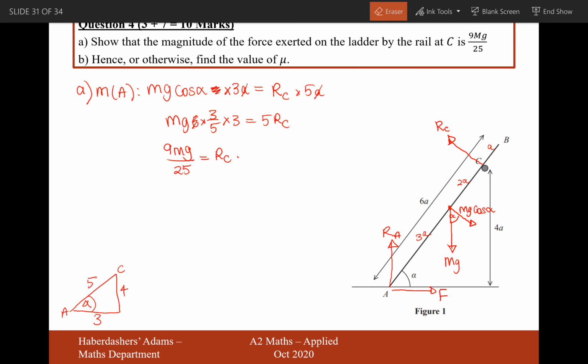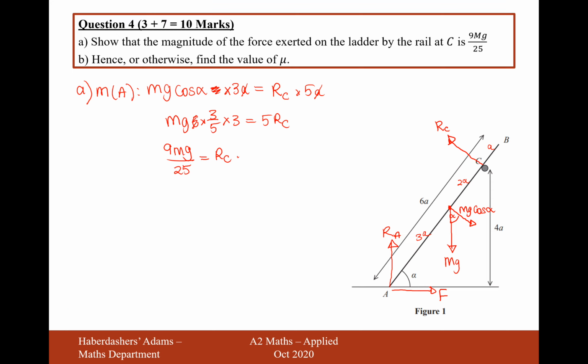Let's just clear the diagram a little bit. So let's now move on to part B. Hence or otherwise, find the value of mu. Okay, so what haven't we done so far in this diagram? Well, we haven't involved this RA force and this RC force. Now, we all know that friction is equal to mu R, but that's equal to RA.